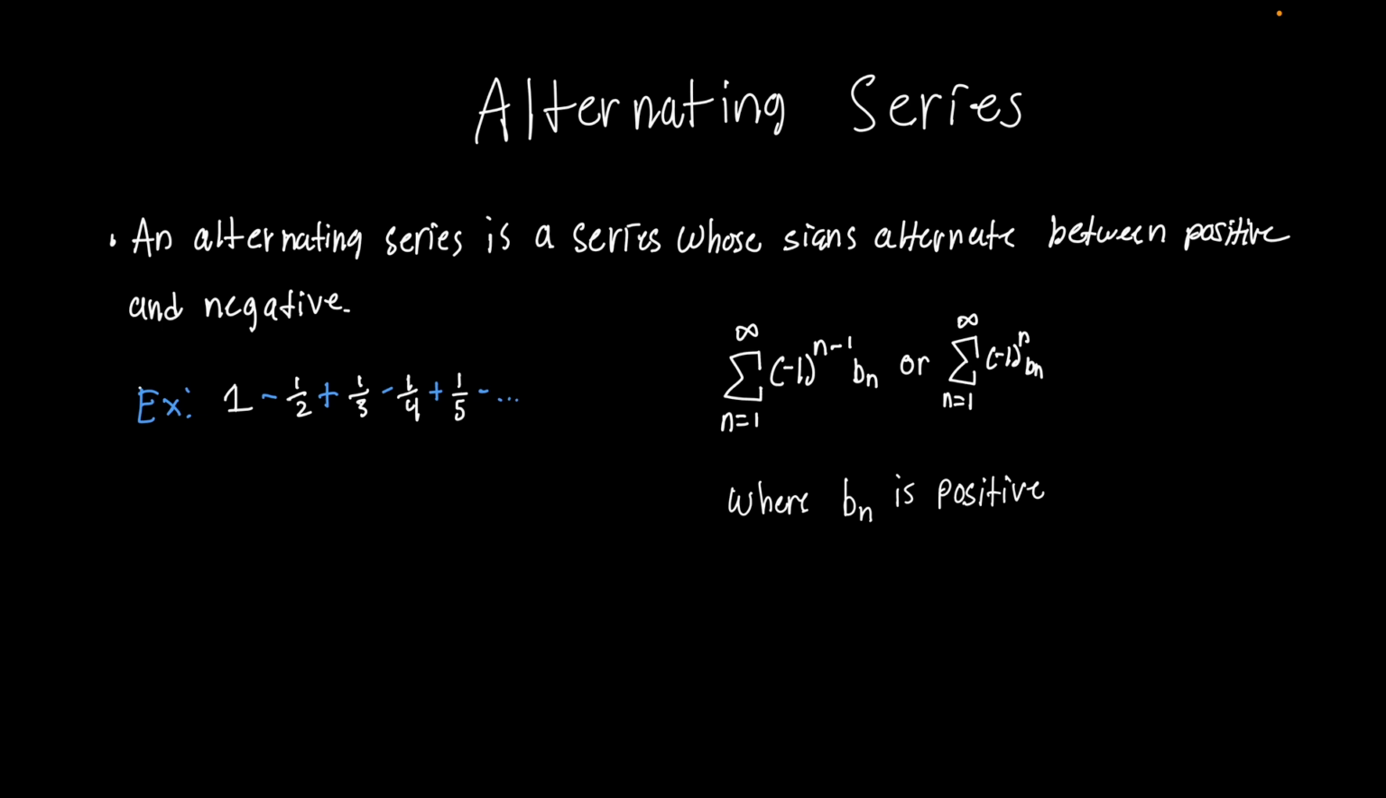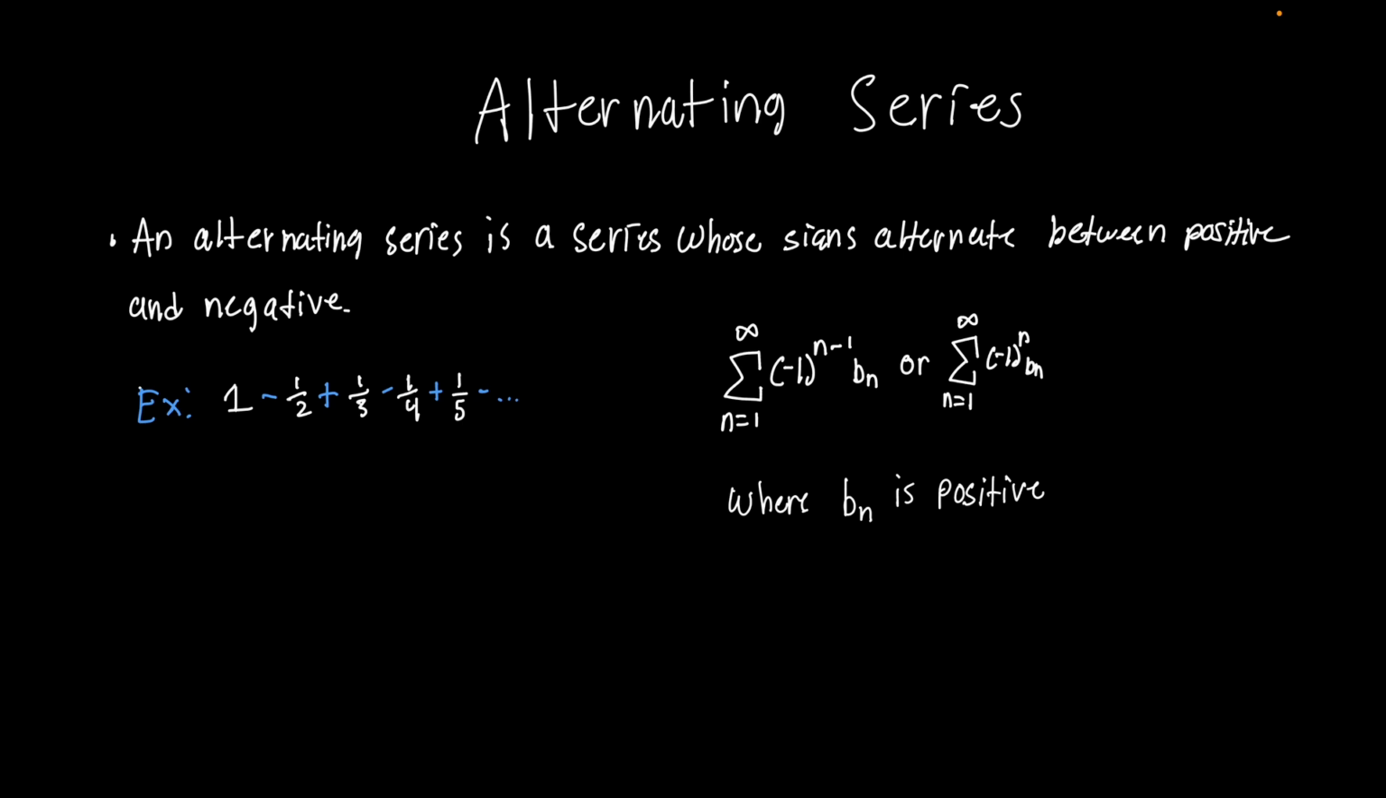So the main question we're going to be asking in this section is, when does an alternating series converge and how can we tell? The main idea is that an alternating series is a series whose signs alternate between positive and negative. For example, I wrote down a random sequence, and as you can see in blue, the signs are alternating. It goes from minus to plus, minus, plus, minus. It's going to keep alternating back and forth.